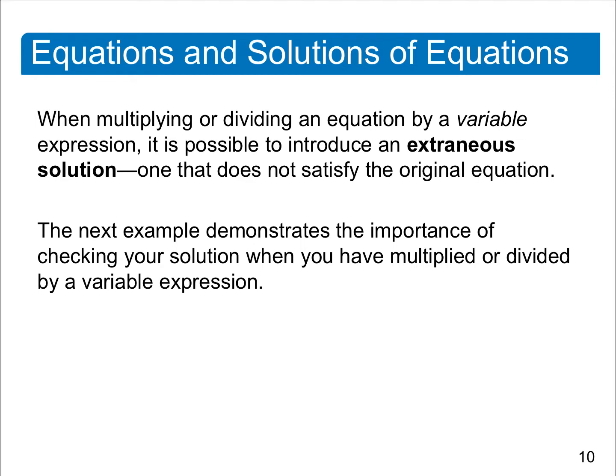If you do get an answer that gives you a 0 in the denominator, it's called an extraneous solution. This just means that, yes, it's a solution that you get when you solve it, but it's not a solution that works. So again, those solutions that don't work are called extraneous solutions.